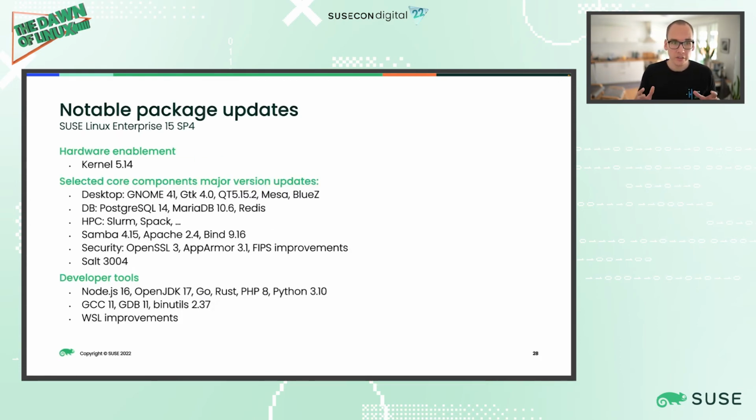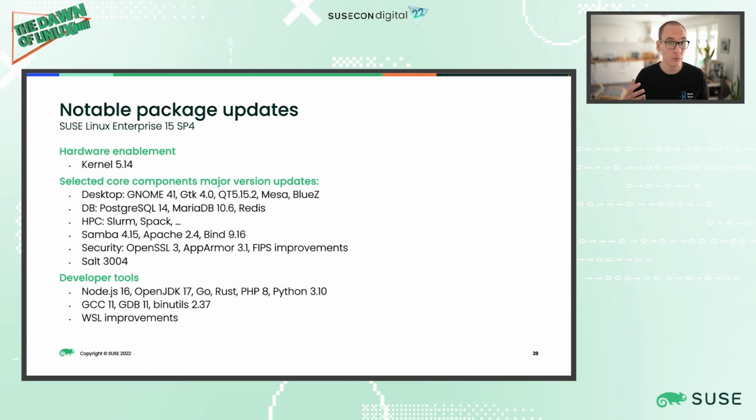In total, I can say we did have a lot of package updates within 15 SP4. We had kernel 5.14. On the desktop side, as mentioned, GNOME 41, GTK 4.0, the newest Qt5, Mesa, and BlueZ have been updated. On the database side, PostgreSQL goes to version 14, MariaDB to 10.6, Redis to 6.2. On the HPC side, Slurm, Spack, and other tools have been updated. Samba 4.15, Apache 2.4, Bind 9.16.